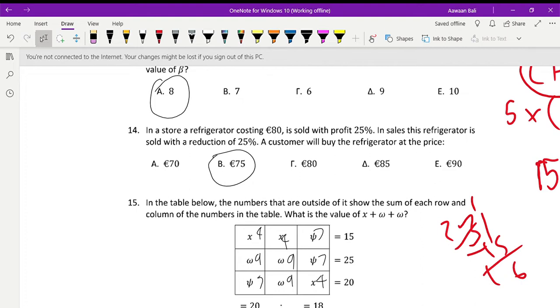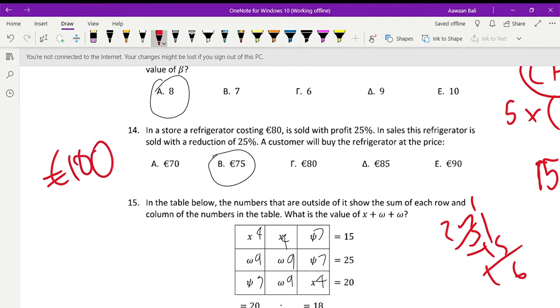So first it's sold with profit 25%, which means it will be sold at a price 25% more, which means it's a quarter more. So a quarter of 80 is 20. So 80 plus 20 is 100 euro. So it gets 100 euro.